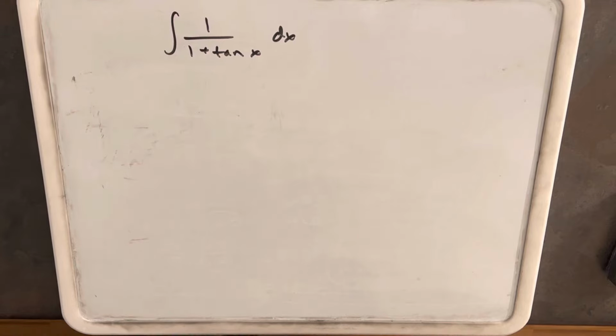Hey, we have an interesting integral on the board. We have the integral of 1 over 1 plus tan x dx. And I wanted to go over this one because it just has an interesting method of solving. There's an interesting trick that we can use to clean this up.